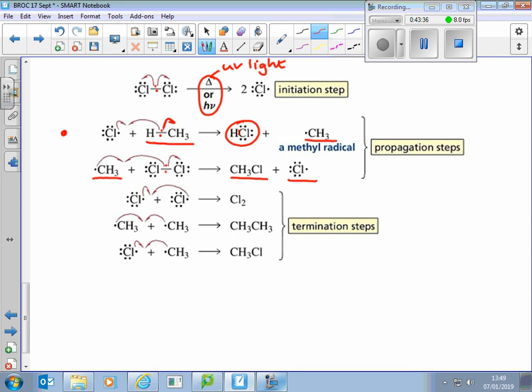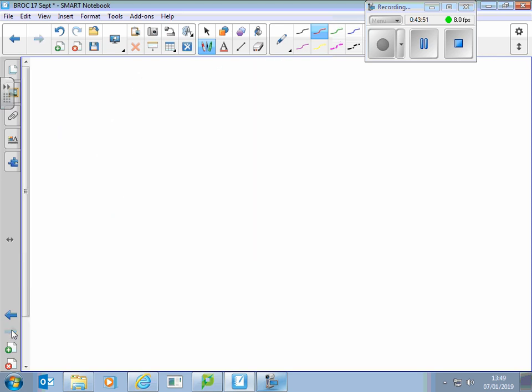Now, I don't want to do any more on that because it is perfectly easy to find on ChemGuide. The other one, electrophilic addition, isn't it?